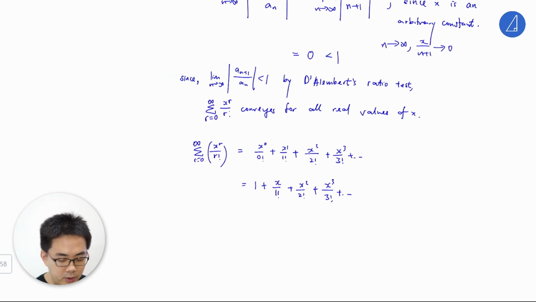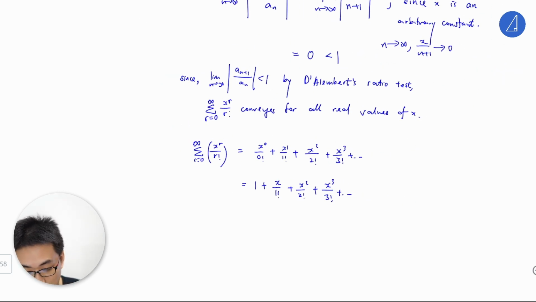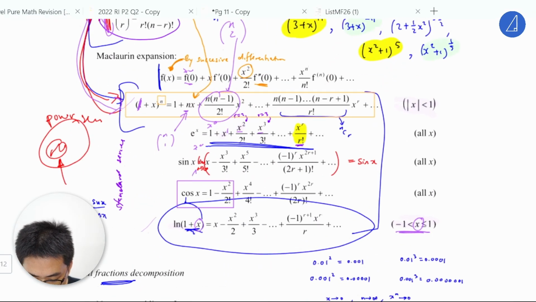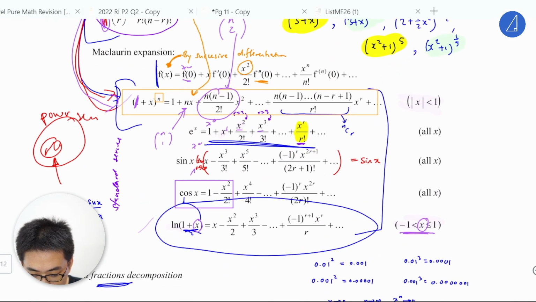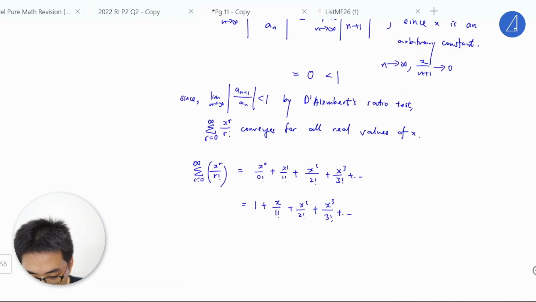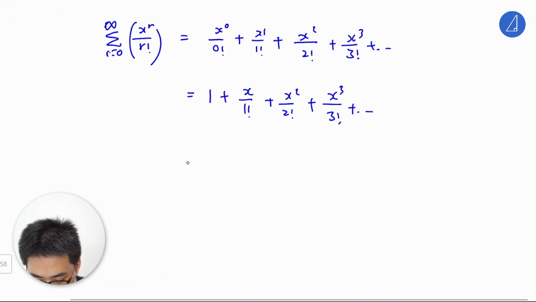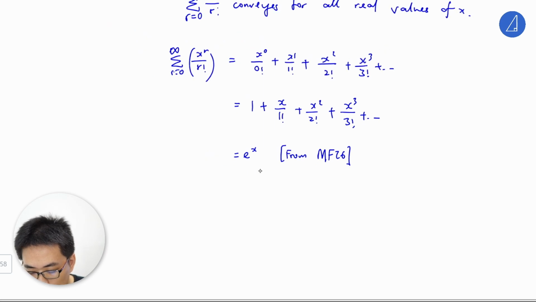So you just go and look around. The most important thing in the exam, even if you are clueless, is to write something or expand it and then try and figure it out. So in your MF26, you have this e^x, right? This is e^x. So you know that this is e^x. Hence it converges to e^x.